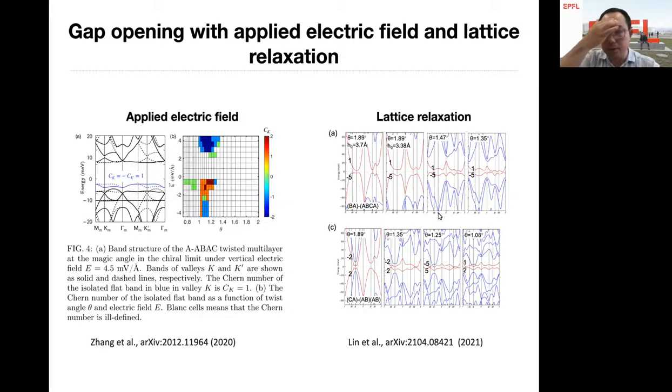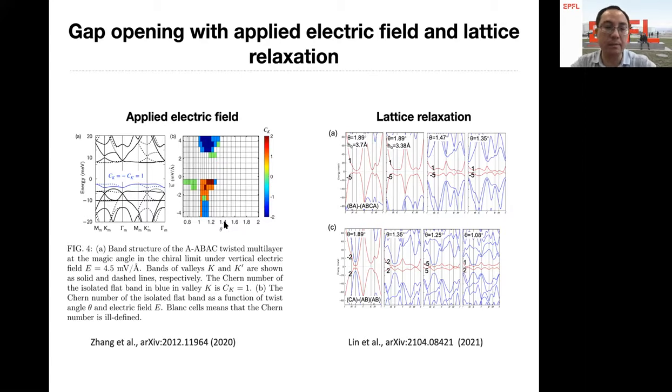In the end, I would like to mention that such a flat band plus doublets has no gap in the chiral limit. However, a gap could open if we apply an electric field or consider lattice relaxation. In our paper, we studied the applied electric field. If we apply the electric field, we find that the flat band is separated from the remote band, and usually such separated bands could carry a non-trivial valley Chern number.